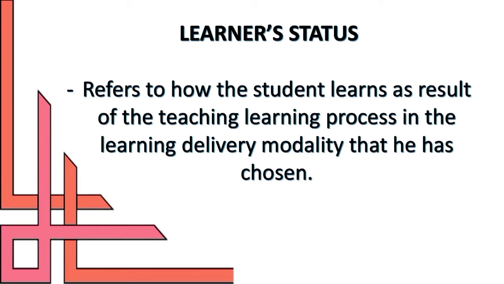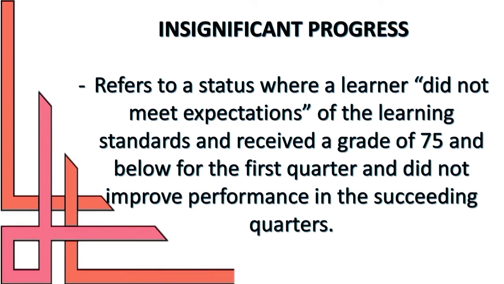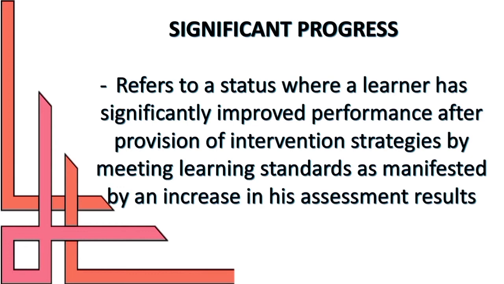It refers to how the student learns as a result of the teaching-learning process in the learning delivery modality that he has chosen. Next one is insignificant progress. It refers to a status where a learner did not meet expectations of the learning standards and received a grade of 75 and below for the first quarter and did not improve performance in the succeeding quarters.